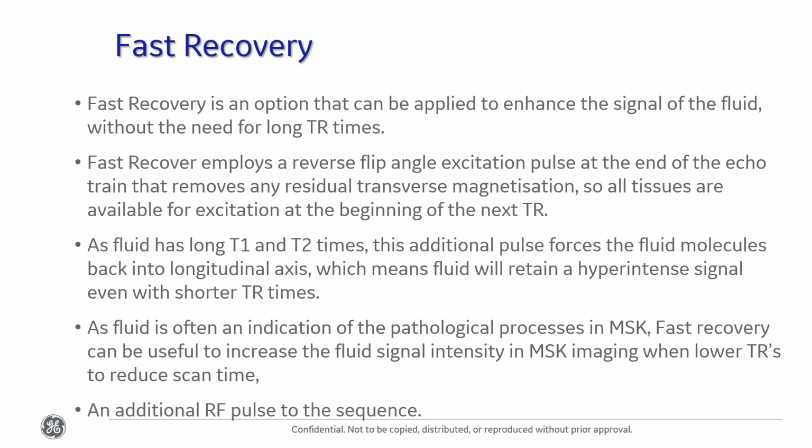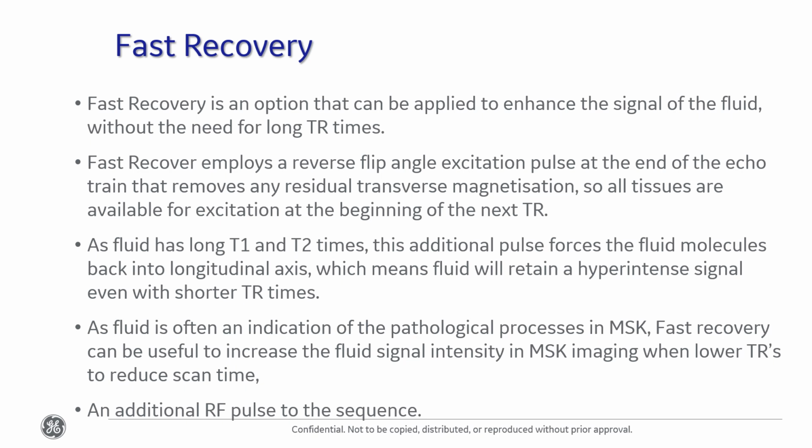So how does fast recovery work? It employs a reverse flip angle excitation pulse at the end of the echo train that removes all residual transverse magnetization, and this permits all tissues to be available for excitation at the beginning of the next TR. We've got to remember that fluid has long T1 and T2 relaxation times, so this fast recovery pulse forces all of the water molecules back into the longitudinal axis, which means that they will retain their hyperintense signal even when using shorter TR times.